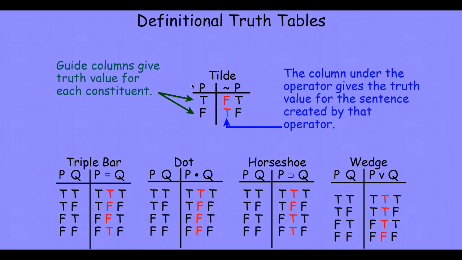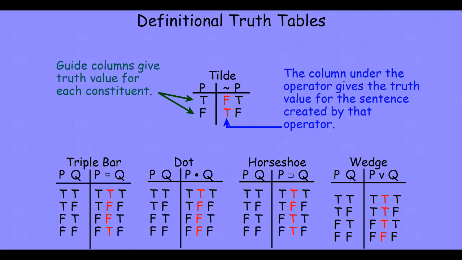Up here in the top left-hand corner, we put all of our simple statements. Down here, we put all the combinations of possible truth values for our simple statements. Up here, we put our formula. Under each element of the formula is the truth value for that element, and under that connective is the truth value for the whole statement. So under our tilde here, we get the truth value for tilde P for every different possible way the world could be for P. So if P is true, tilde P is false. P is false, tilde P is true.